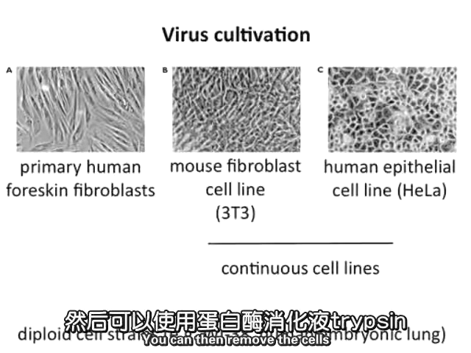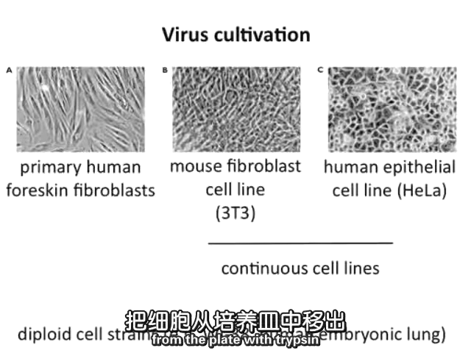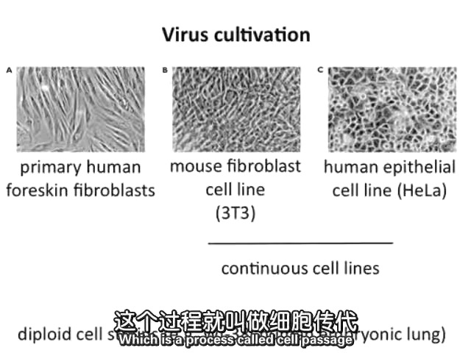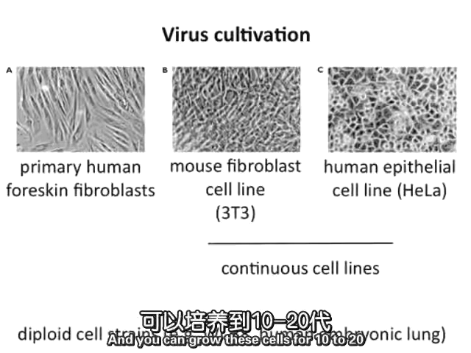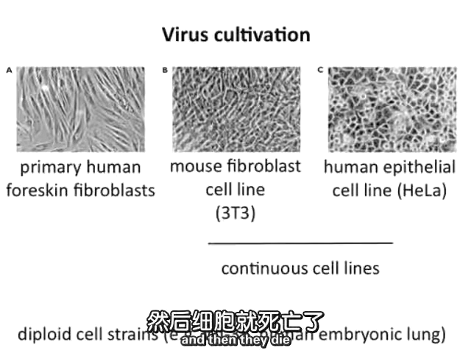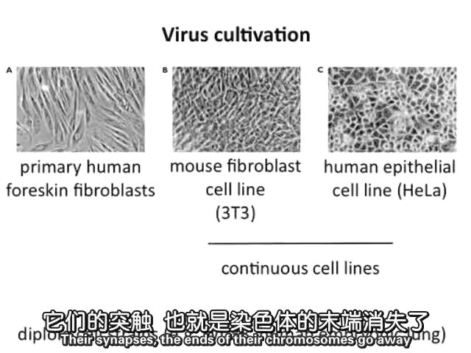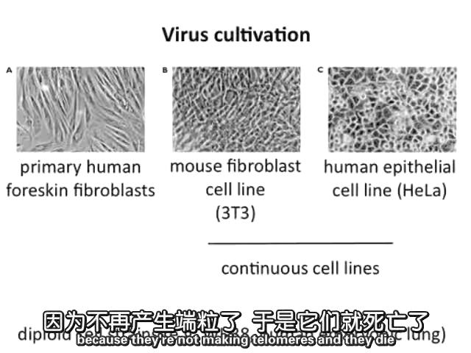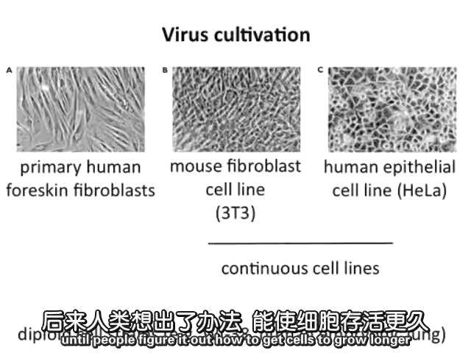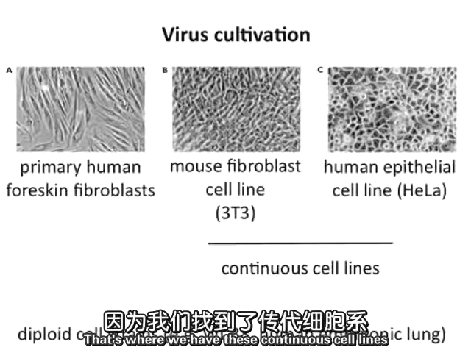You can then remove the cells from the plate with trypsin, dilute them, and place them on a fresh plate, which is a process called cell passage. And you can grow these cells for 10 to 20, maybe 30 passages at the most, and then they die. They senesce. The ends of their chromosomes go away because they're not making telomerase, and they die. And that was, of course, a limitation early on until people figured out how to get cells to grow longer, and that's where we have these continuous cell lines.